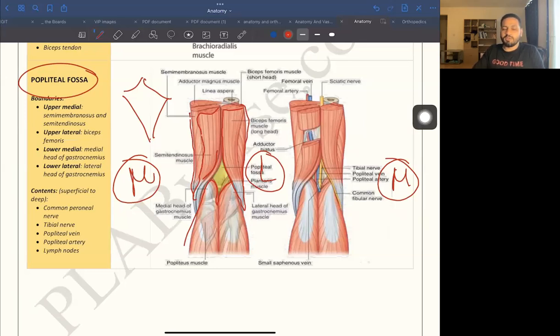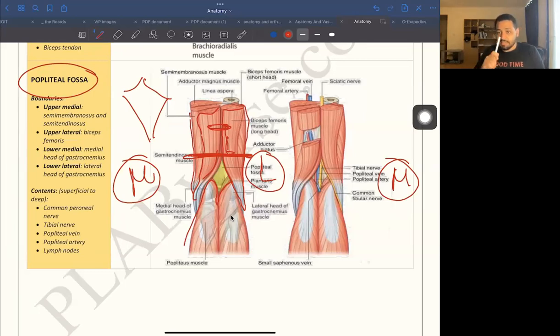You have number one, the common peroneal nerve, we mentioned that early, and the tibial nerve. So basically, at the upper end of this fossa, the sciatic nerve starts to divide into tibial nerve and common peroneal nerve, which is lateral and which is medial. So the most lateral structure is the common peroneal nerve, because you know it is going to the lateral end of the fibula, right? And then the tibial nerve. So you have two nerves, common peroneal nerve and tibial nerve, and you have the popliteal vein, you have the popliteal artery, and some lymph nodes present in this area.